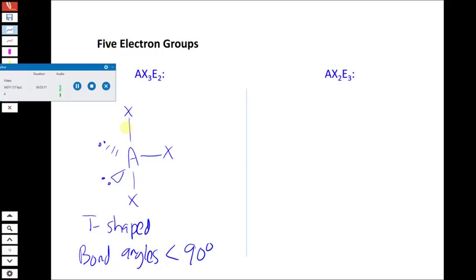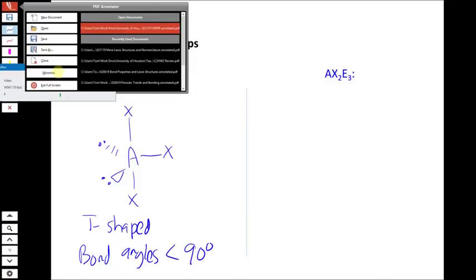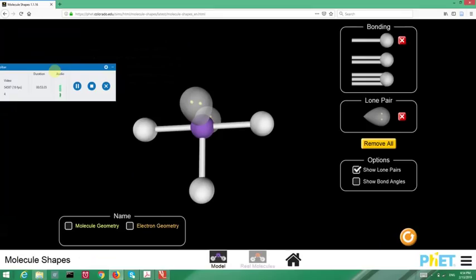So that's T-shaped, AX3E2. The last one we have for 5 electron groups, not the most common combination of AXE, is AX2E3. So we're going to replace one more of those positions with a lone pair. Again, the lone pairs want to go as far away from each other as possible, so they all go onto the triangle.